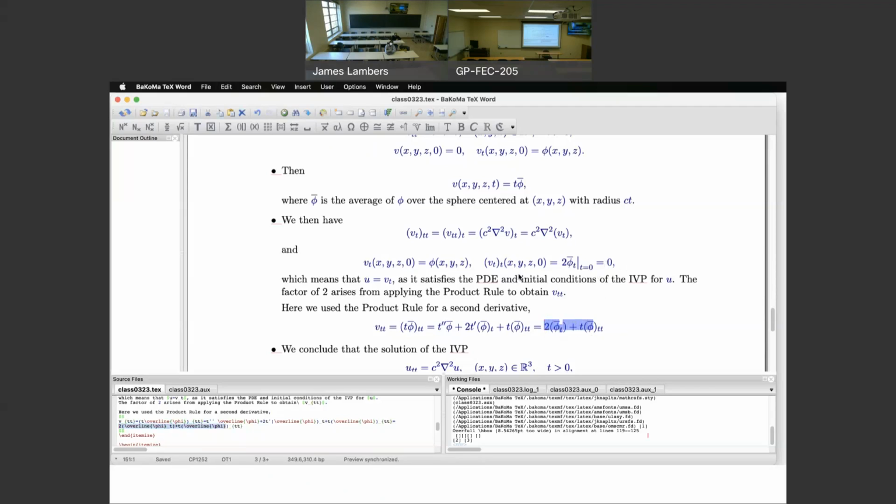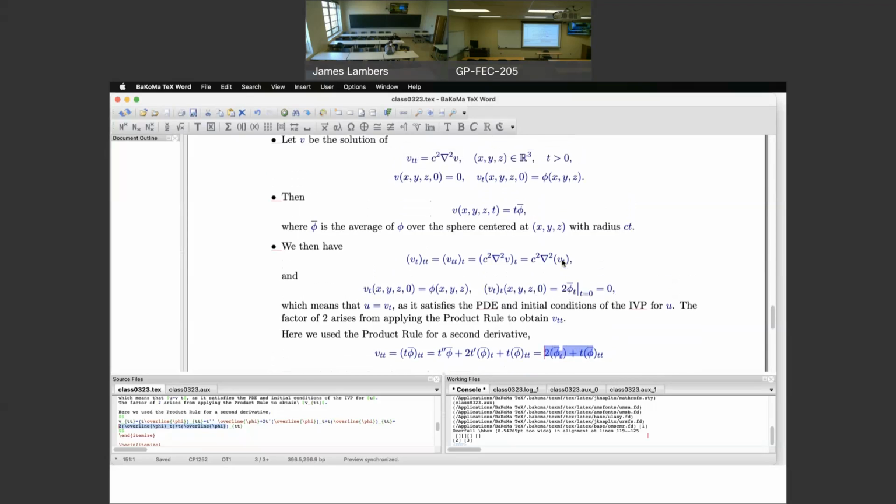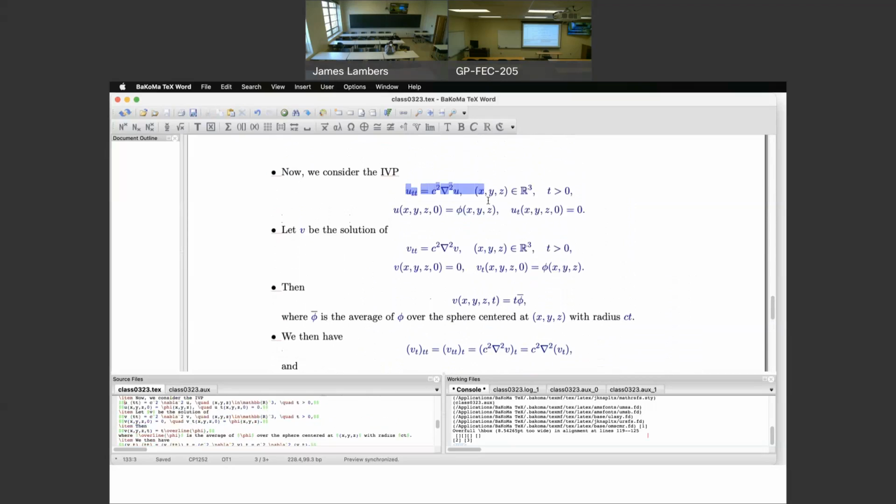So, what do I have here? dv dt satisfies the wave equation. dv dt at t equals 0 is equal to phi. The derivative of dv dt at t equals 0 is 0. In other words, dv dt is the solution of this problem. So u equals dv dt.